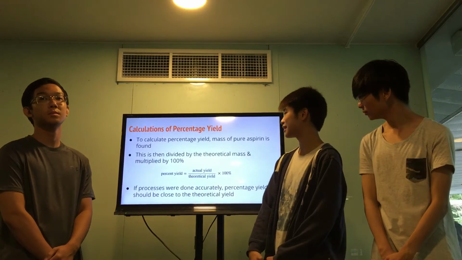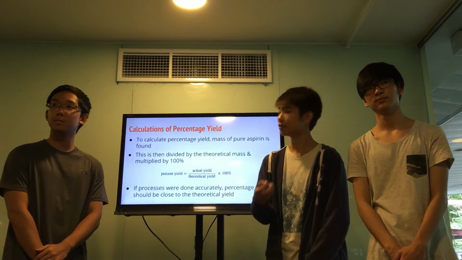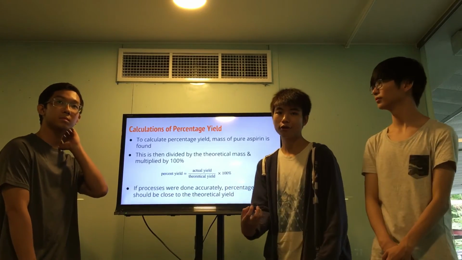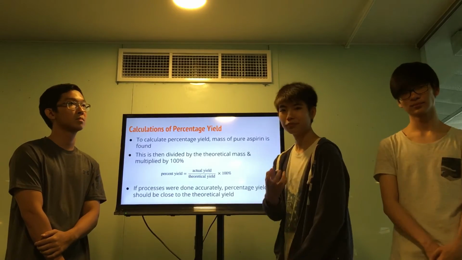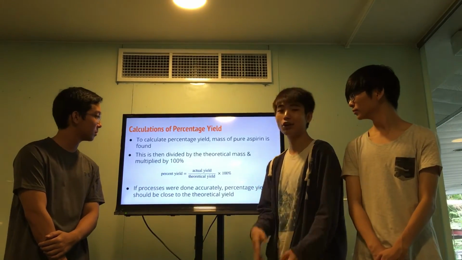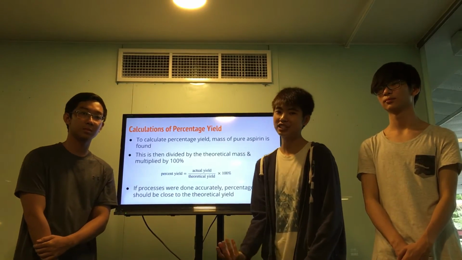So to calculate the percentage yield, you find the mass of the pure aspirin that you have, which is the actual yield of aspirin that is given to you. Then you use this value and divide it by the theoretical yield, which you then multiply by 100% to find the percentage yield.